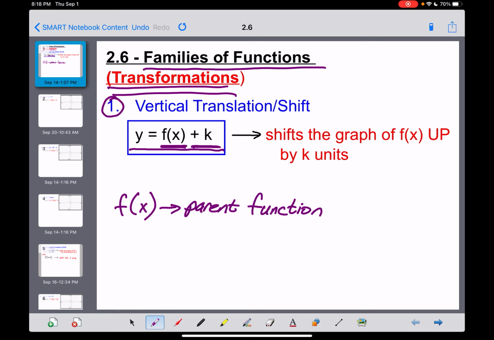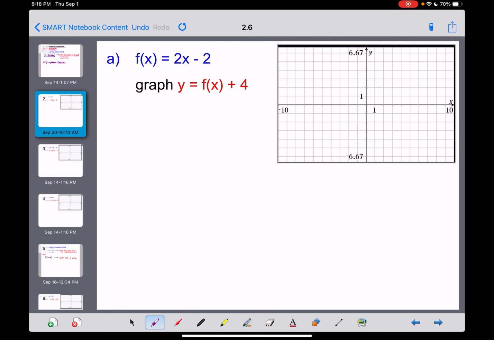And so what we can see right here is that when we are adding a k at the end of this graph, it shifts the graph of f of x up. And that's important here, by k units. Okay, so what do we mean by that? Let's take a look at something going on right here.